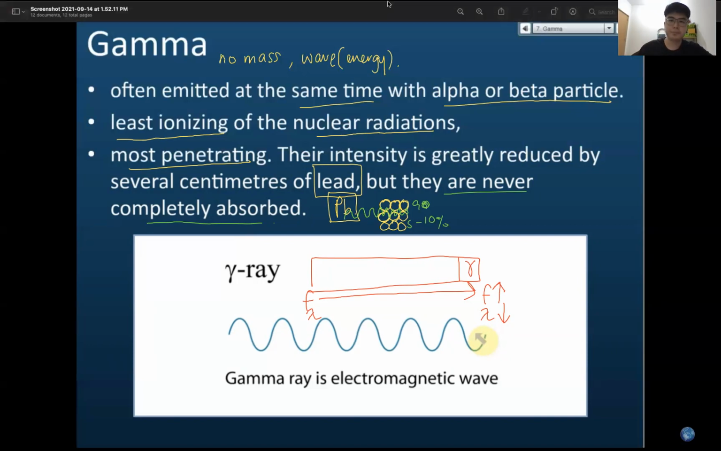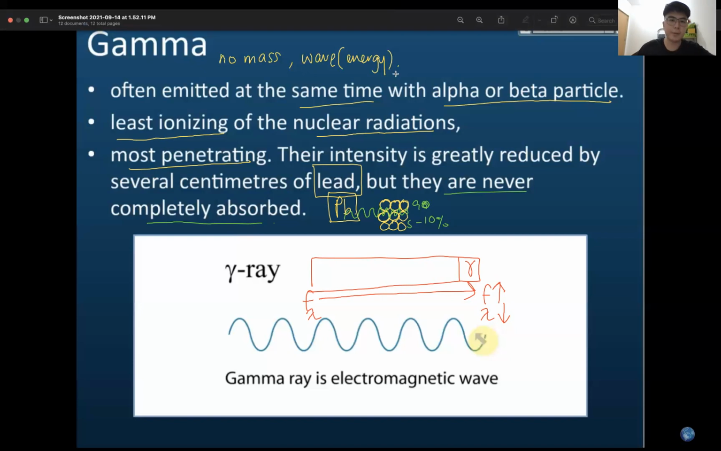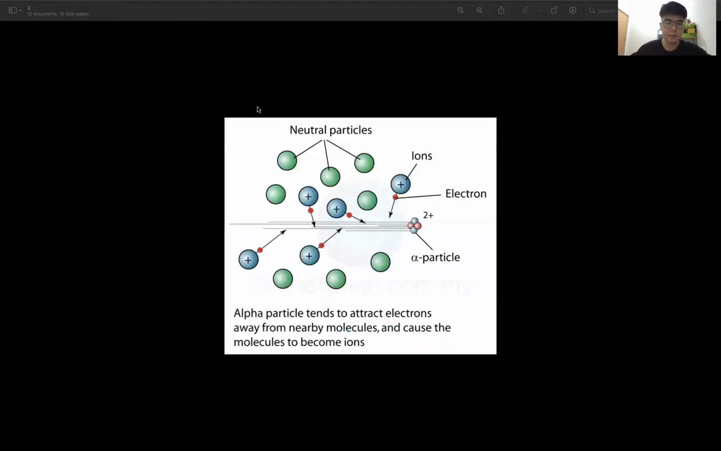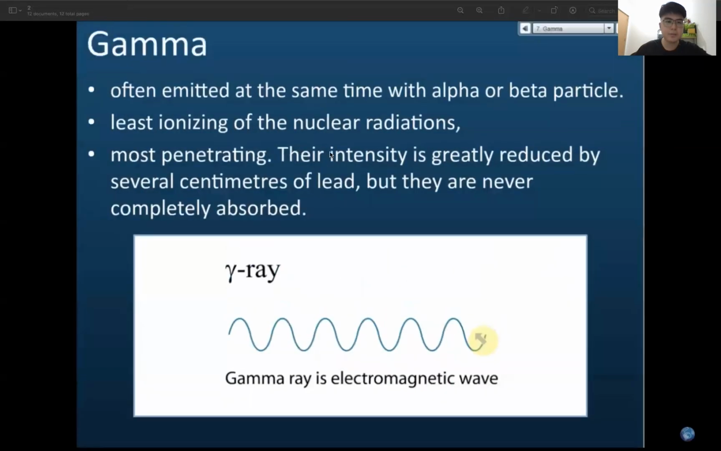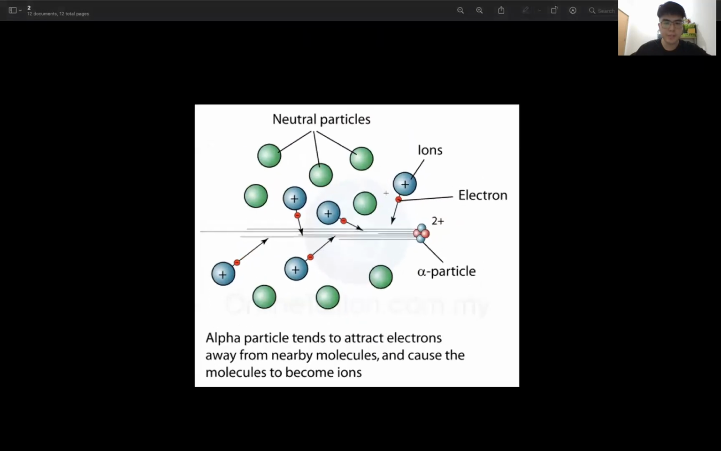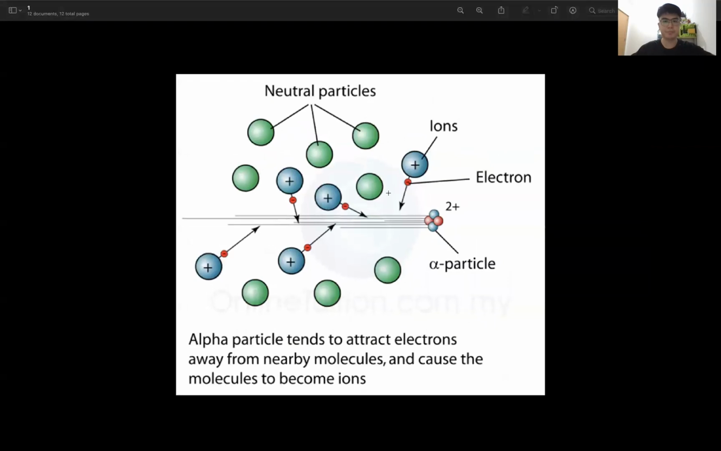Next, we will look at the properties of the emissions. Let's look at the first one, which is ionizing characteristics.